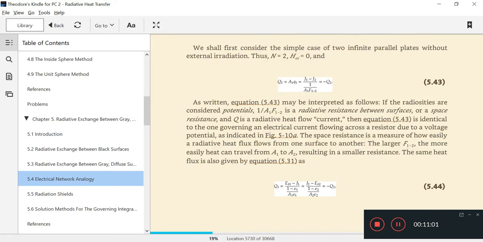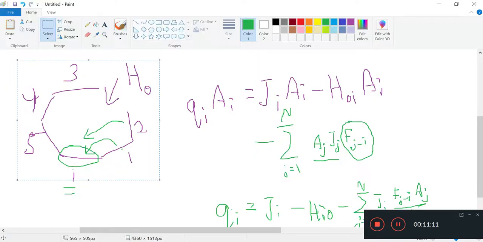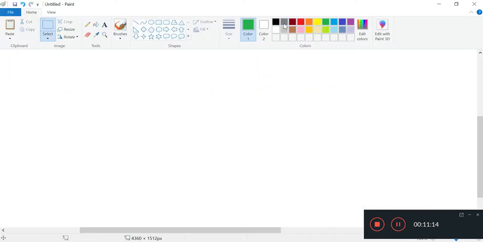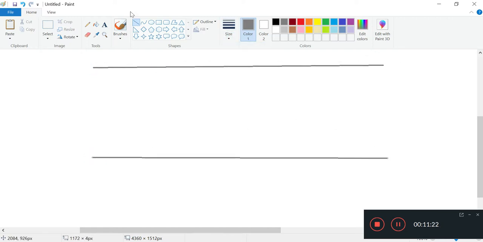Let's put that to use, and we consider the simplest case of two infinite parallel plates without radiation, right? So let's consider two parallel infinite plates without external radiation. So I'm just going to do gray plate 1, which is on top, gray plate 2 is at the bottom. So let's go A1, and this is A2. And on top you'll have some radiosity J1. This is J2. Okay, so what is the heat transfer between them?